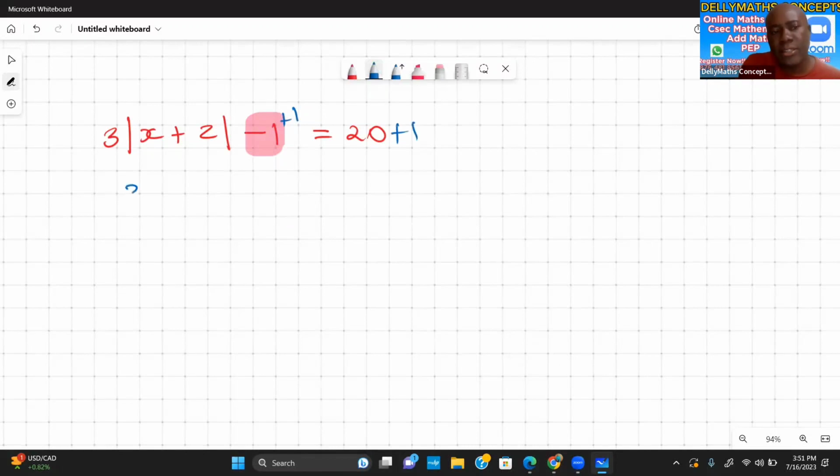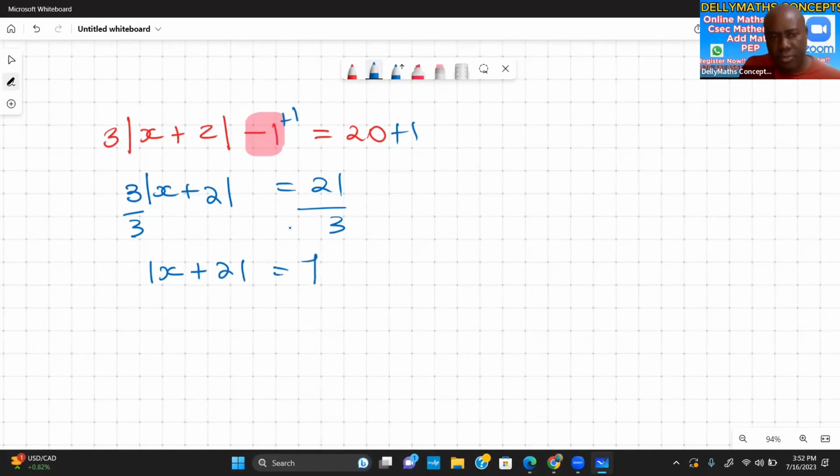So let's rewrite this. 3 times the absolute value of x plus 2, and then we have, this is 21. I still don't have the absolute value by itself. So I'm still going to have to divide by 3, divide by 3. Now I have the absolute value of x plus 2 is equal to 7.